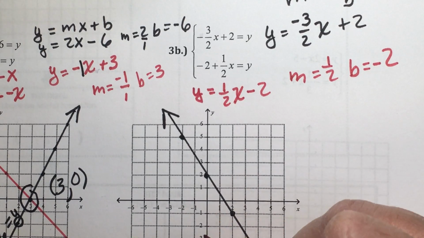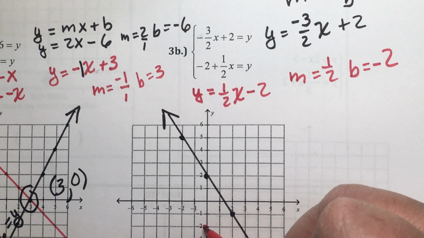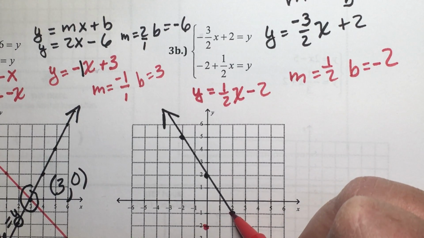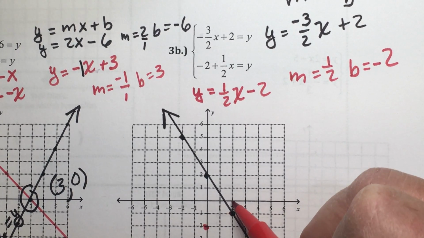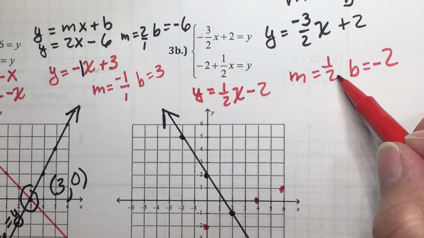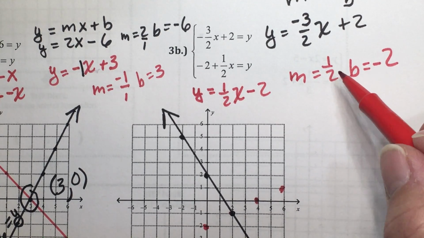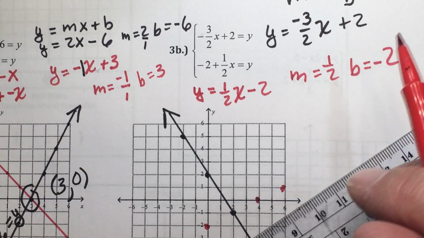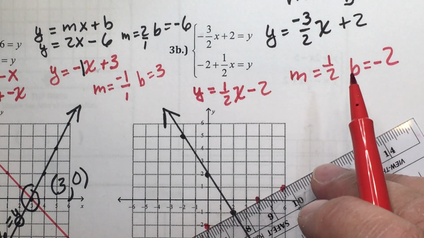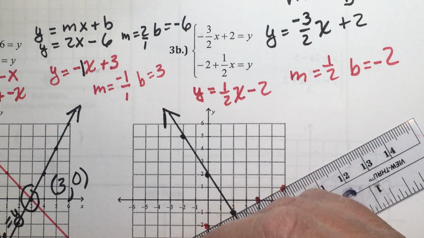So I'm going to go down to -2, and that means rise 1, right 1. Oh, right 2, sorry. Rise 1, right 2. Up 1, rise 1, run 2. Connect the points. Fill in a couple more points just to make it a nice straight line.